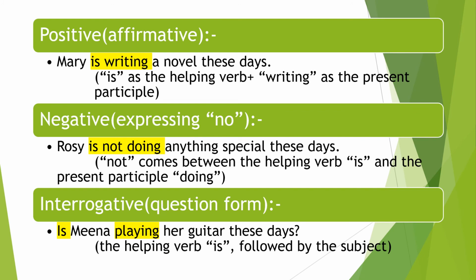We would move on to positive or affirmative, negative and interrogative forms accordingly. In positive form, the subject is followed by the verb as usual, and the combination of helping verb, which is solely dependent on the subject, and the present participle constitutes the verb phrase. Mary is writing a novel these days.